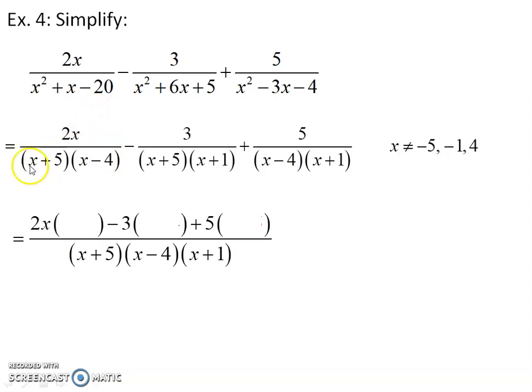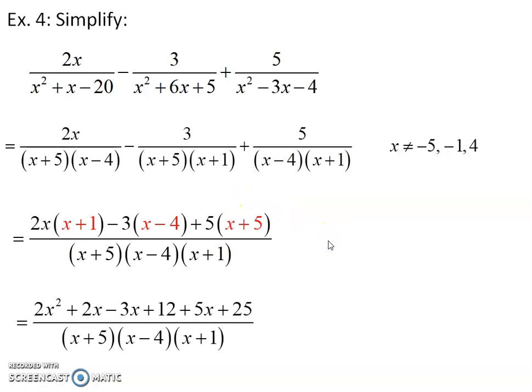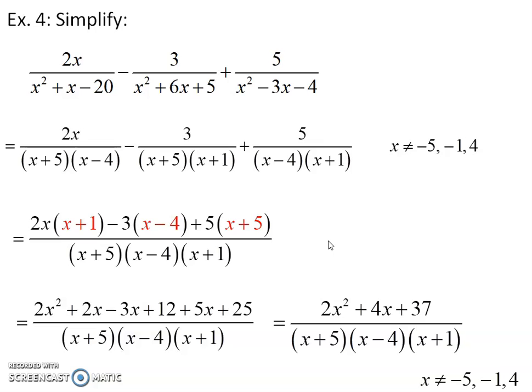So this one here was only missing an x plus 1. I'd have to multiply top and bottom by x plus 1. That's what goes in there. This one was missing the x minus 4. And multiply top and bottom by x minus 4. And this one was missing the x plus 5. So again, distribute, group like terms. That's my final answer. If this was factorable, you should factor it. That's all there is to it.